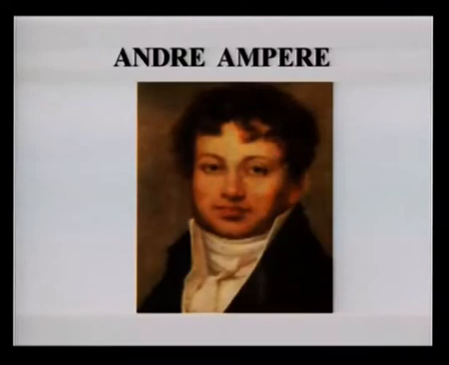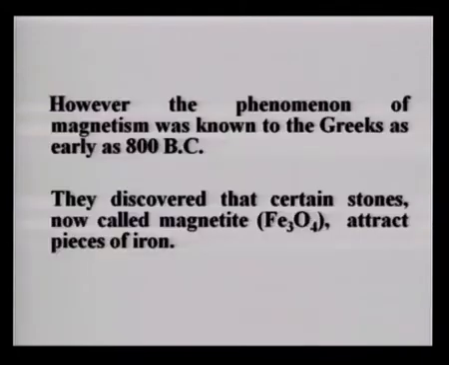And you can see Henry Ampere's law, how it is important. However, the phenomenon of magnetism was known to the Greeks as early as 800 BC. They discovered that certain stones, now called magnetite, with chemical formula Fe3O4, attract pieces of iron.